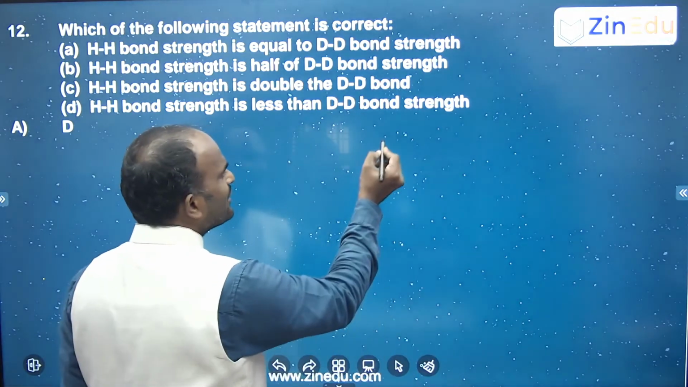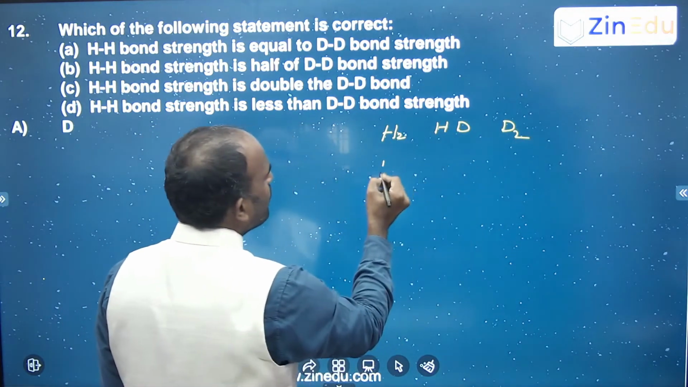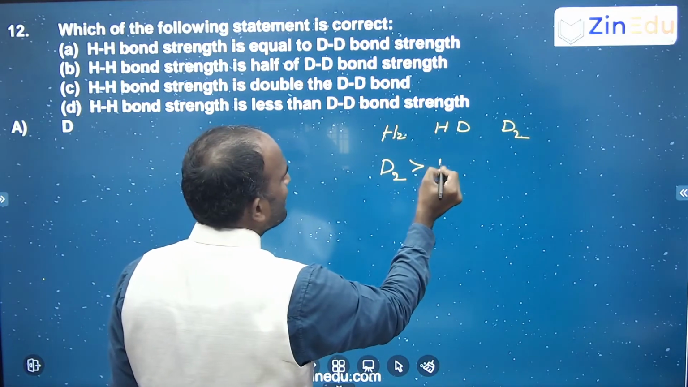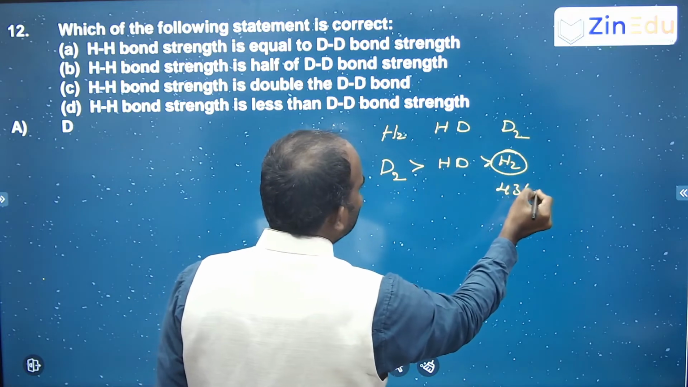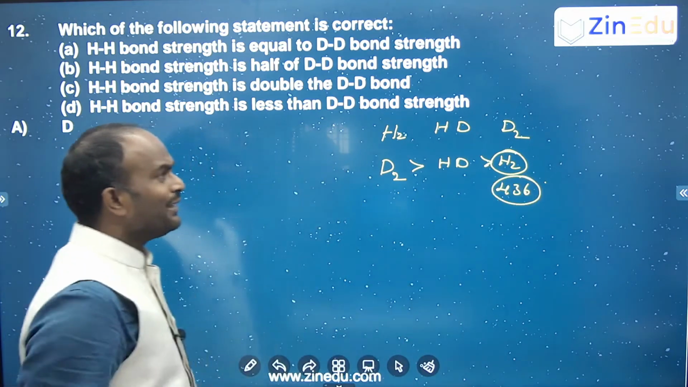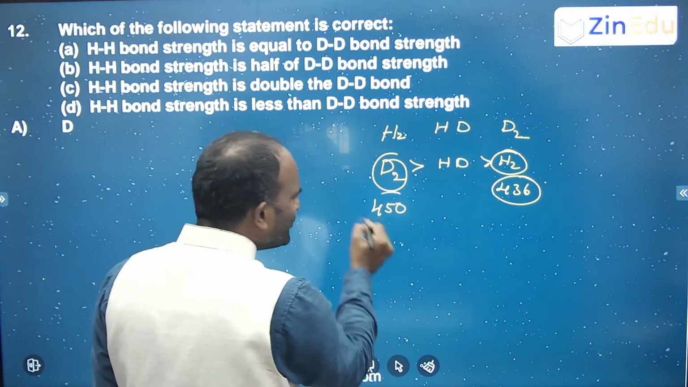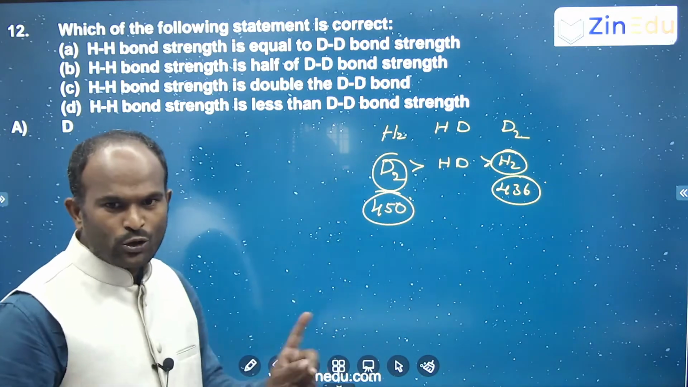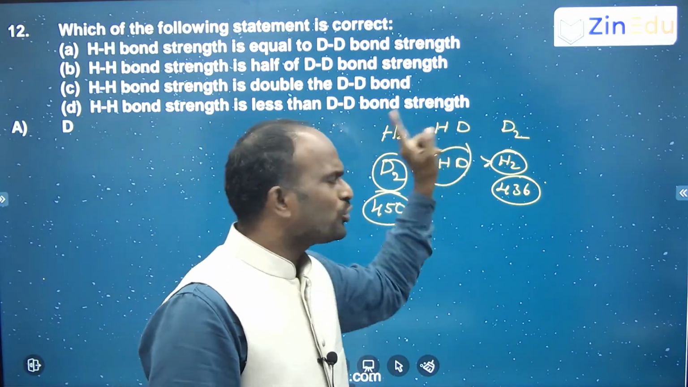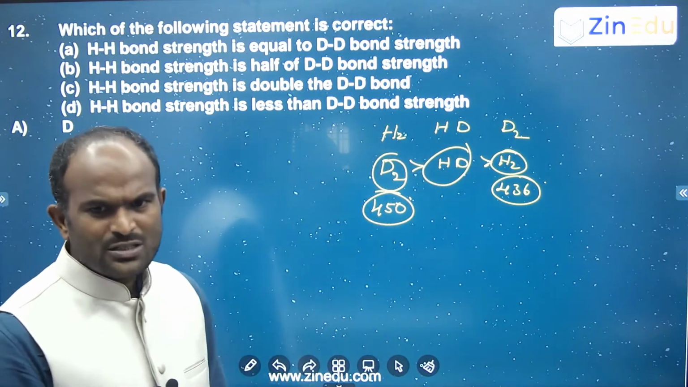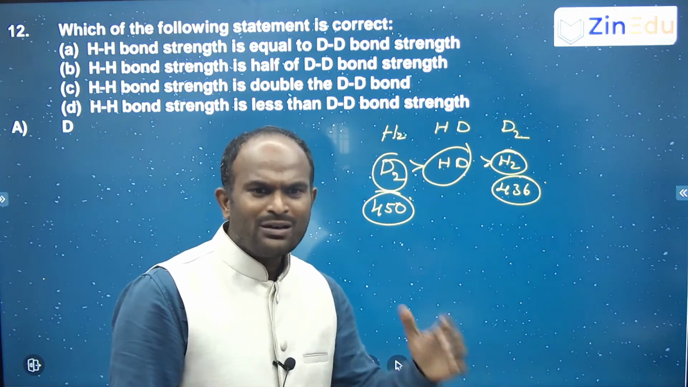So, if you consider H2, HD and D2, what is the bond strength actually? HD is greater than H2. If I am not wrong, this is 436 kilojoules, and this is going to be around 450 kilojoules if I'm not wrong. So approximately all these are correct. So this lies in between those two. So when compared with D2, H2 has the lesser bond strength.